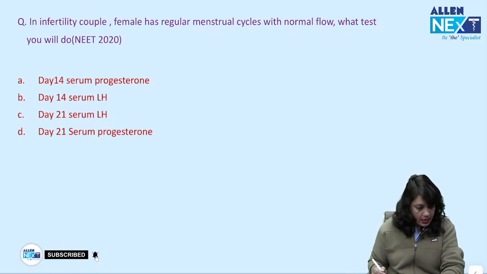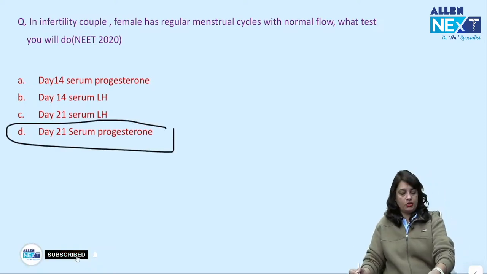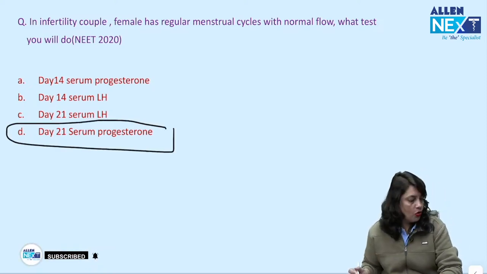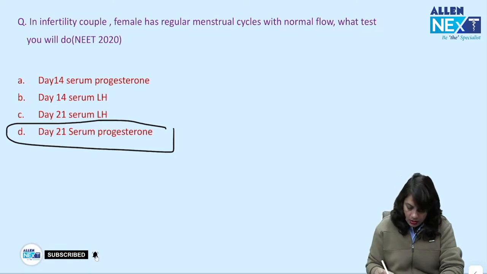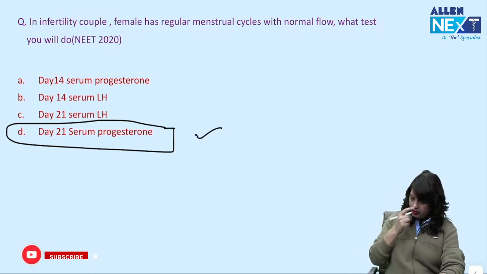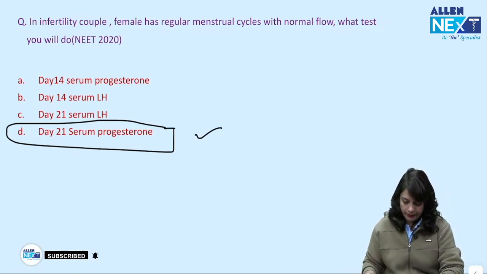So the correct answer is D. Yes, you are correct. Day 21 serum progesterone is confirmatory for ovulation. If you can find out the presence of serum progesterone, it is confirmatory that the cycles are ovulatory.